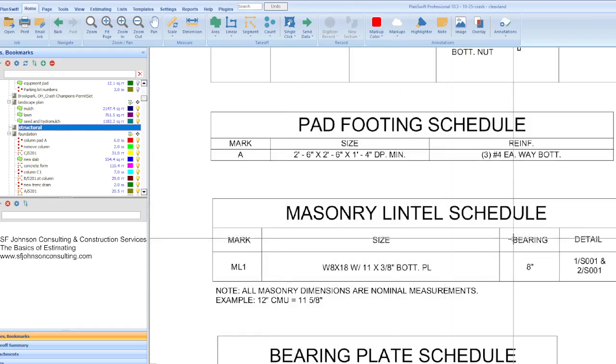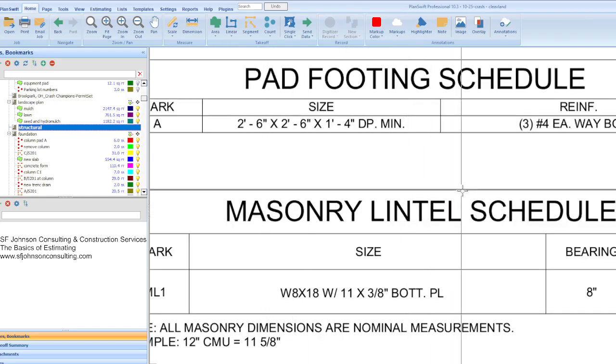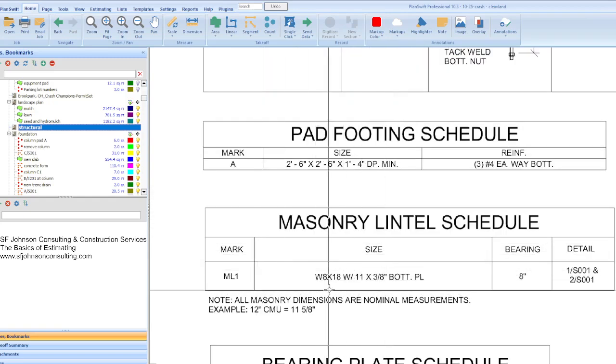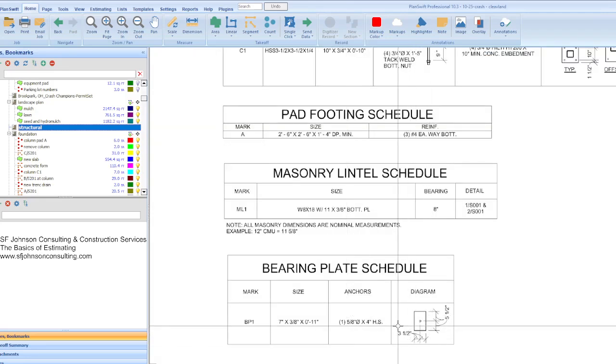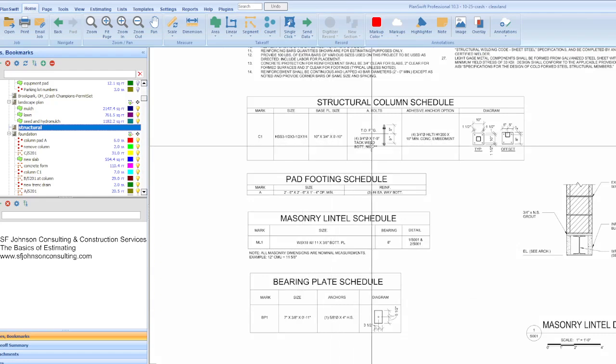Okay, and here it's telling us about lintels. A lintel is basically just a steel header. Headers are typically wood, right? Well, lintels are headers, but they're made out of steel. So anytime you see lintel, just know it's the same as a header, but it's made out of steel. And the bearing plates for the column pads connect the column to the bolt.